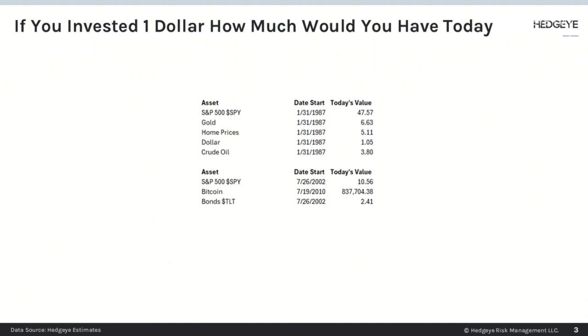Gold would have given you $6. Home prices would have given you $5. That's when you buy a home. The dollar would have given you $1.05. Interesting. Crude oil would have given you $3.80. Getting absolutely smoked by the market, all of them.